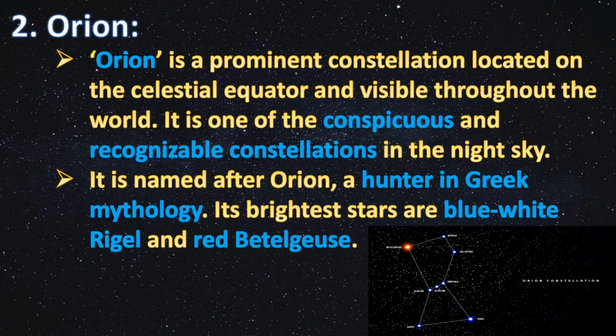Orion. Orion is a prominent constellation located on the celestial equator and visible throughout the world. It is one of the conspicuous and recognizable constellations in the night sky. It is named after Orion, a hunter in Greek mythology. Its brightest stars are blue-white Rigel and red Betelgeuse.